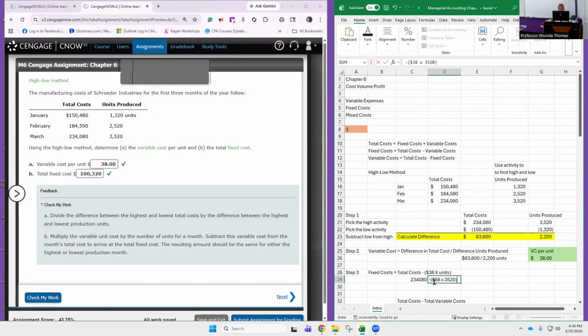Okay, so let's go ahead and keep doing the math here. So this is cost. This is dollars. All right, and then we want the rest of the equation here. So it's going to go minus parentheses $38.